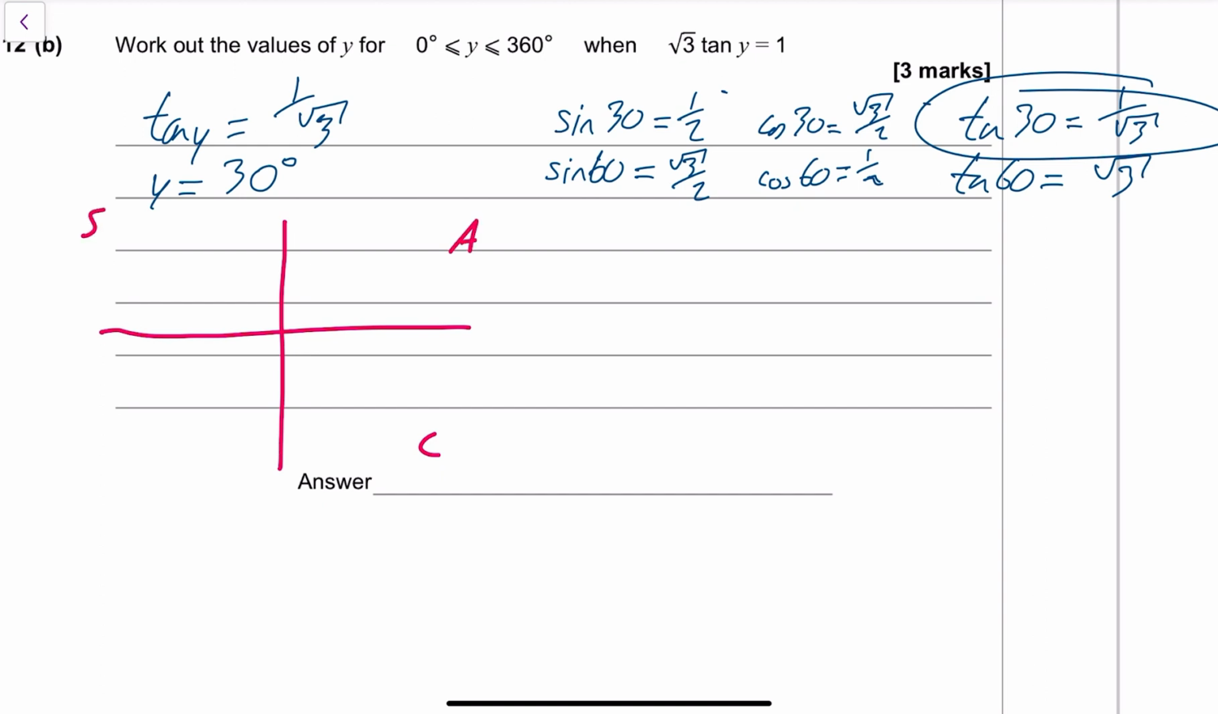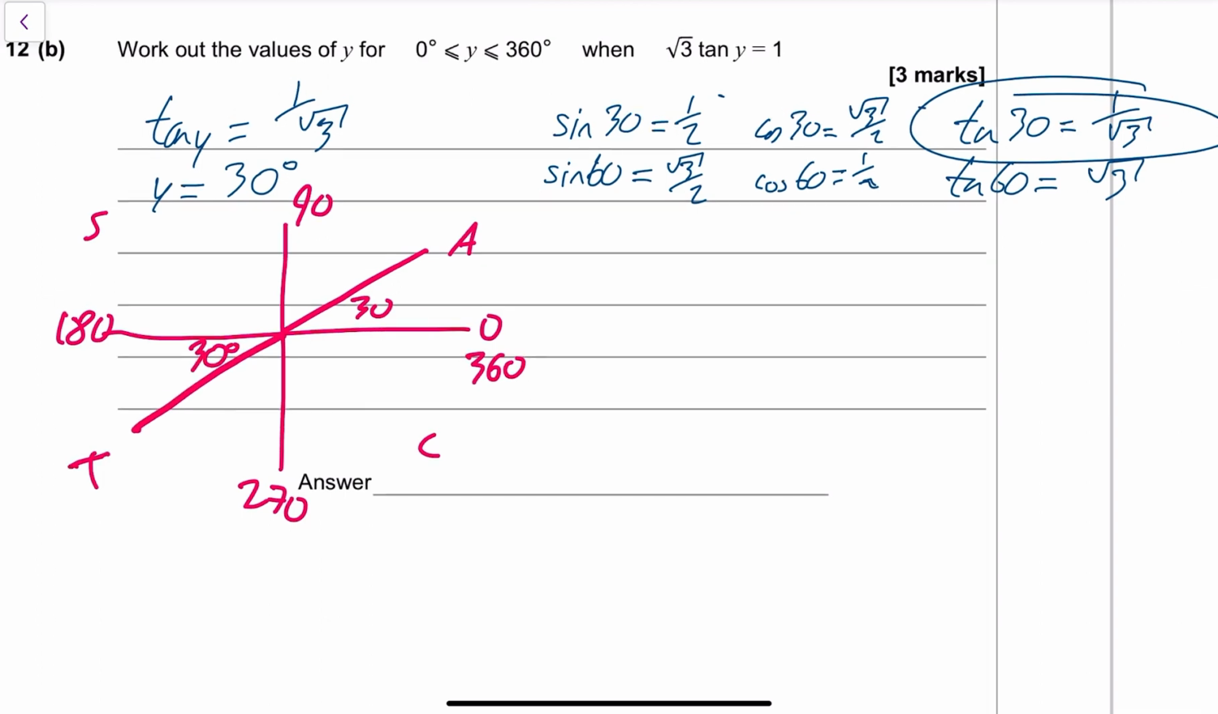For the CAST diagram, there's your C, A, S, and T. There's 0, 90, 180, 270, and 360. So 30 degrees is in here, and that's where A stands for them all being positive. So sine, cos, and tan are positive between 0 and 90 degrees. Or in here, tan is also positive, so the T stands for tan being positive.